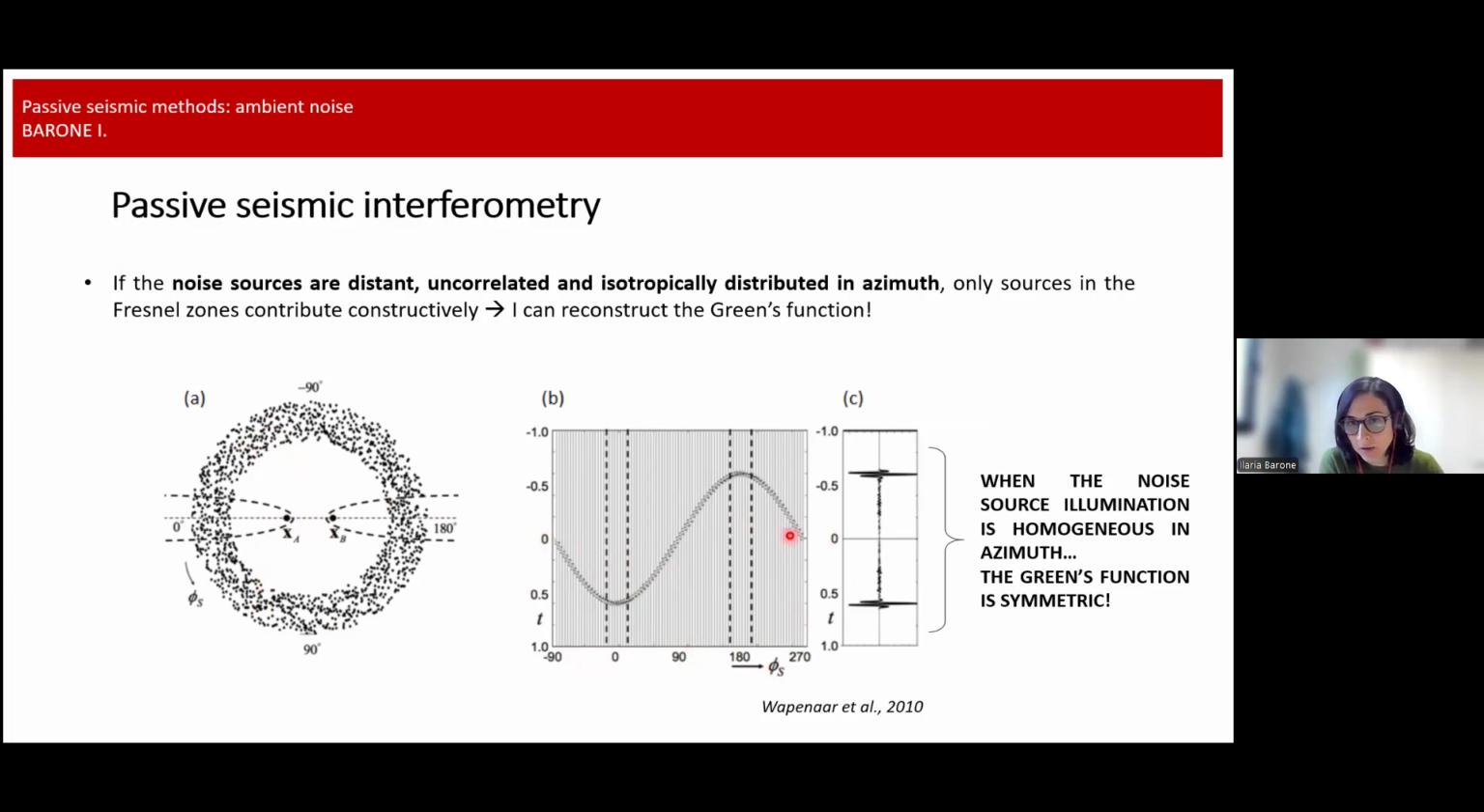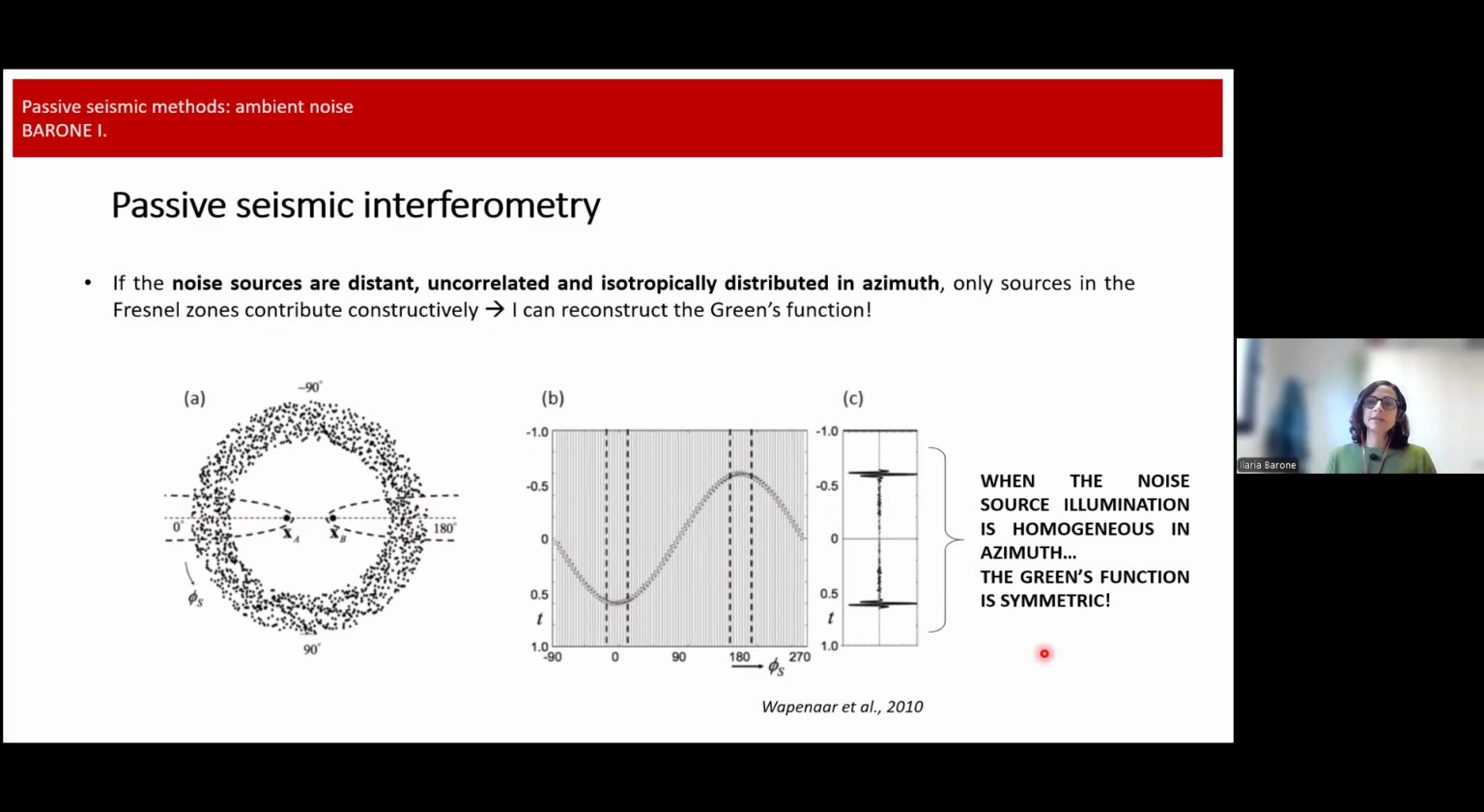And if we stack all these traces, so if we sum them, we obtain something like this, which is very similar to what we had before. And this is because all the sources in these regions interact destructively, while the sources in these regions here, you see they are more or less aligned, interact constructively. These regions here are called Fresnel zones and correspond to the sources in these areas.